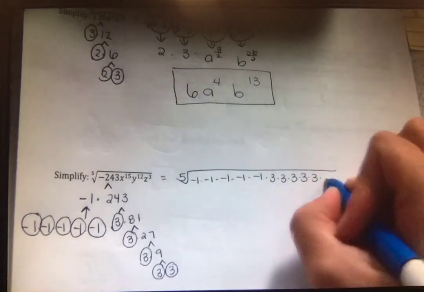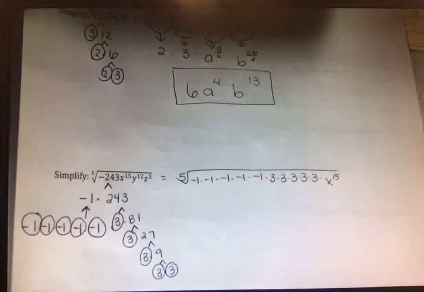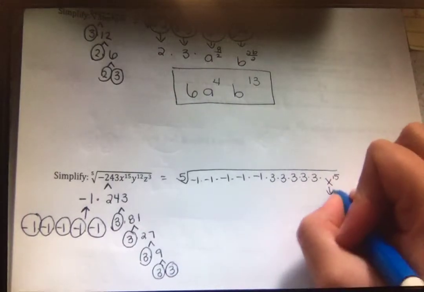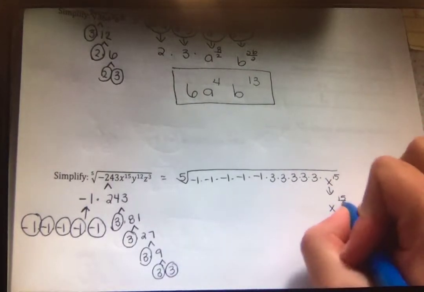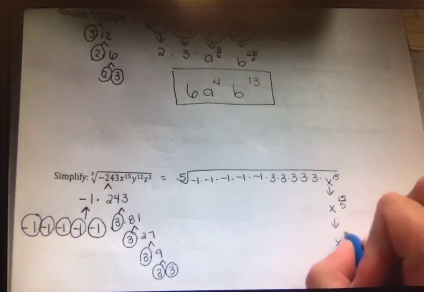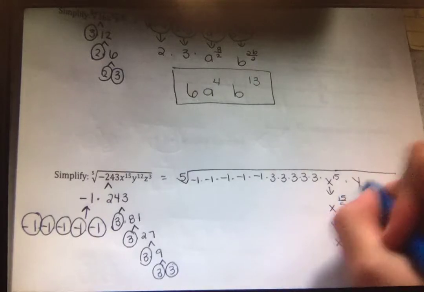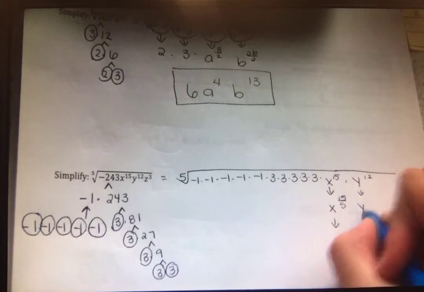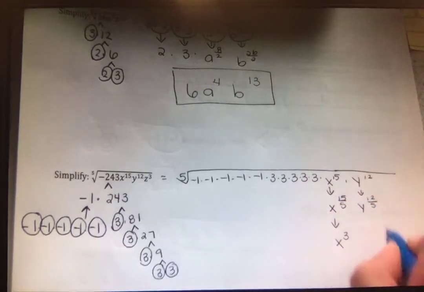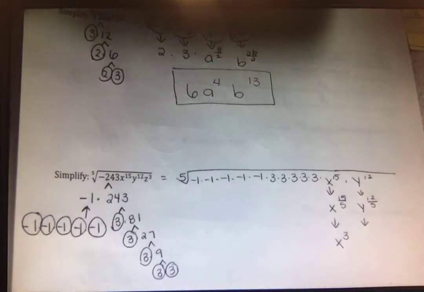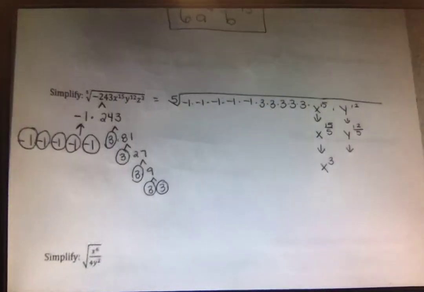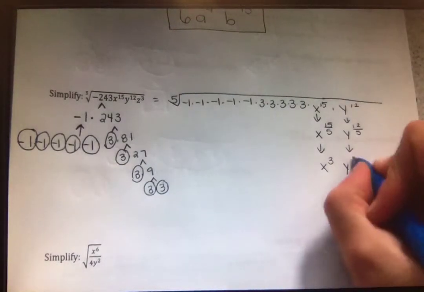15 x's. So that way I know of 15 x's, we're taking out groups of 5. So that means 3 groups are coming out. If we have 12 y's, if we do 12 divided by 5, my calculator will give me 2.4. That means 2 groups and then some are left over. So I know 2 groups are coming out.